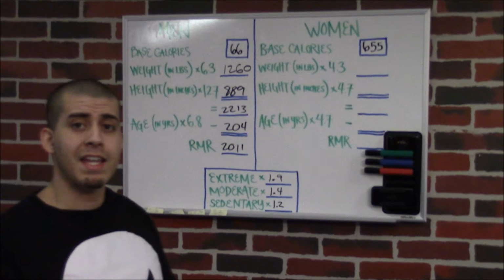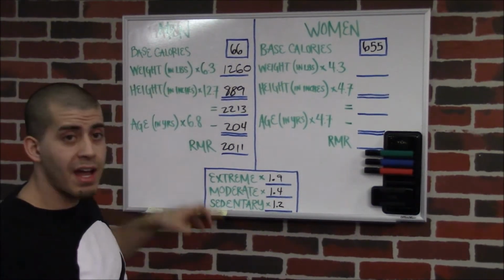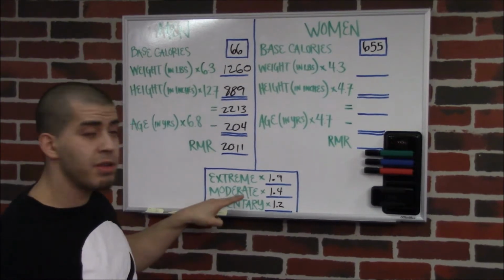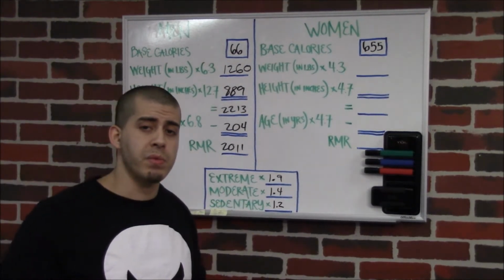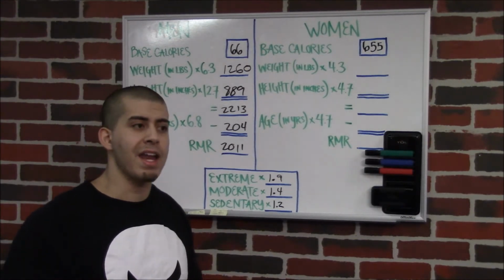So, like I said, this is if I wanted to gain weight. First of all, we're going to find out how active I am. And I'm probably falling in the range of moderate. I work out 5 days a week. I have a very active lifestyle, but I'm not an athlete by any means.